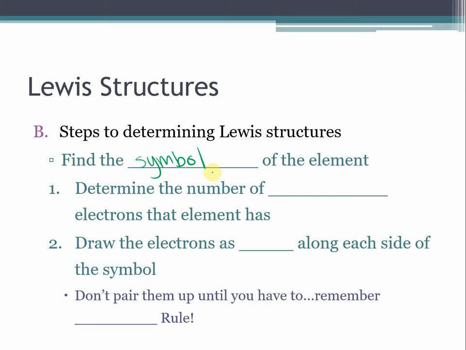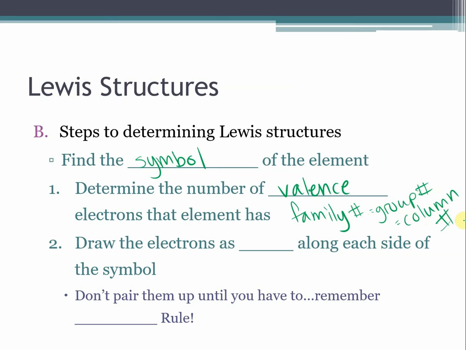Then you need to determine the number of valence electrons that element has. And you can find the number of valence electrons very easily by looking at the family number or the group number or the column number. Those are all ways of saying the same thing. Find your element, go to the top of the column, find the number there, and that's your number of valence electrons. Then you will draw your electrons as dots along each side of the symbol.